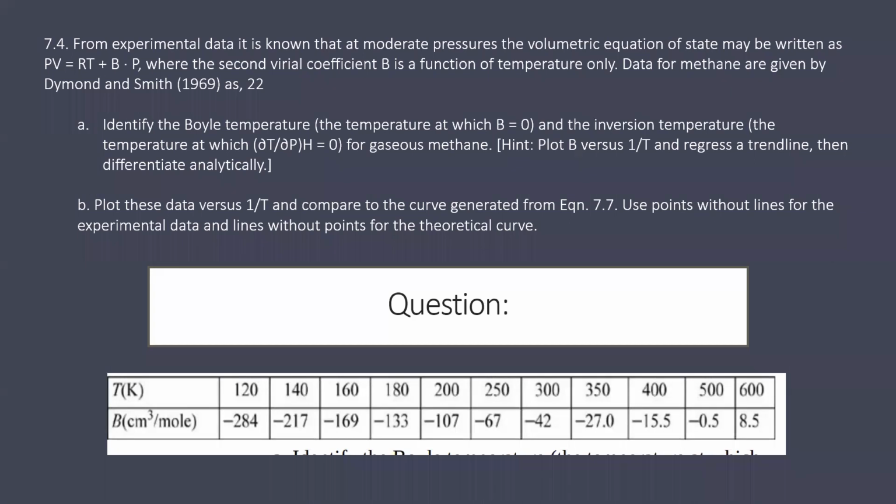And for part B, plot the data versus 1 over T and compare it to the curve generated from equation 7.7. Use points without lines for the experimental data and lines without points for the theoretical curve.